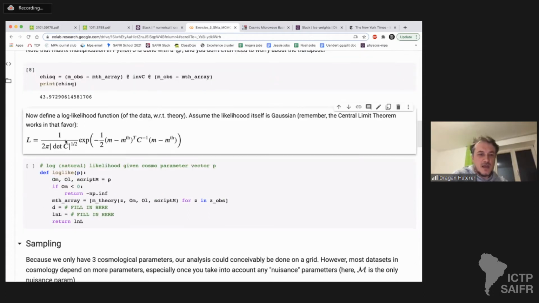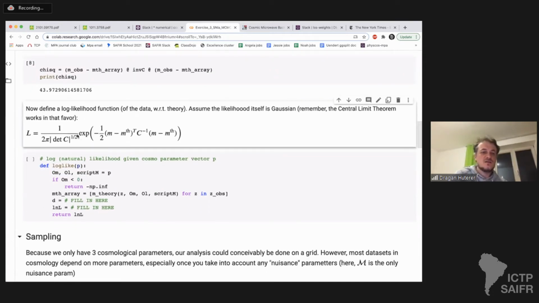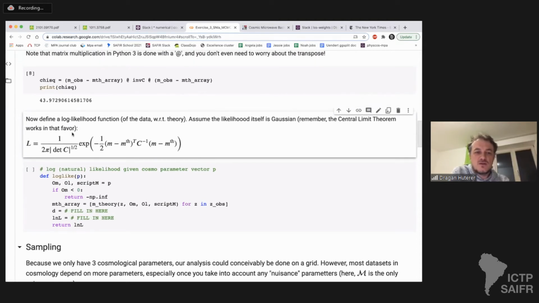Now define the log likelihood. This is a Gaussian likelihood. It's a 40-dimensional data space, right? So this is a Gaussian where the covariance is 40 by 40 and all of these vectors are 40 long. And why is it okay for the likelihood to be Gaussian? Because remember the central limit theorem. Thanks to that, most of the time we can assume it's Gaussian.